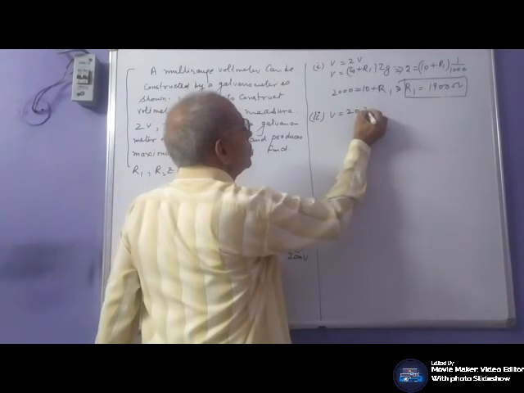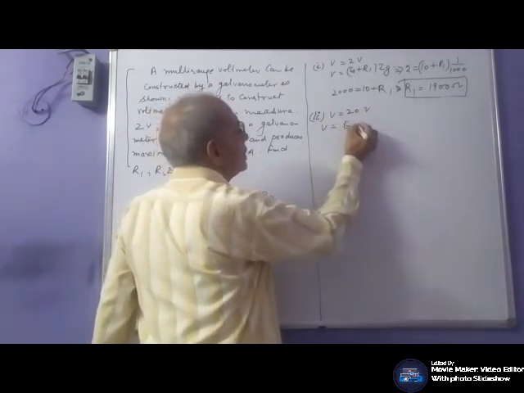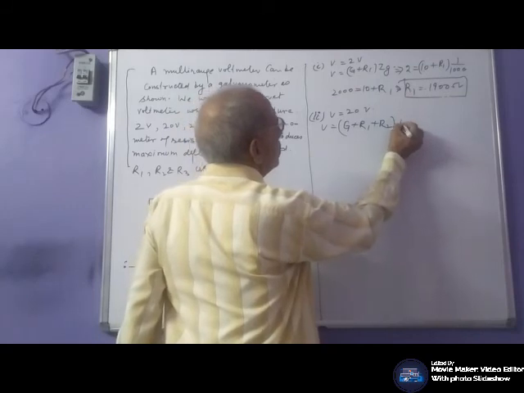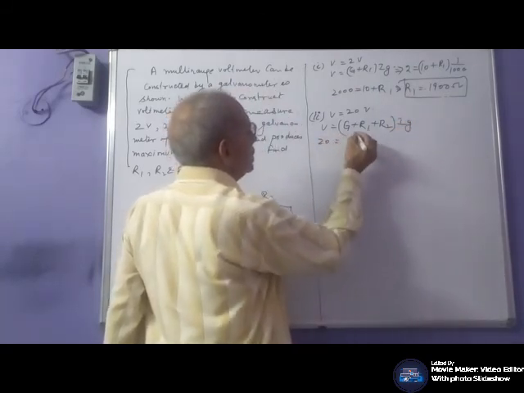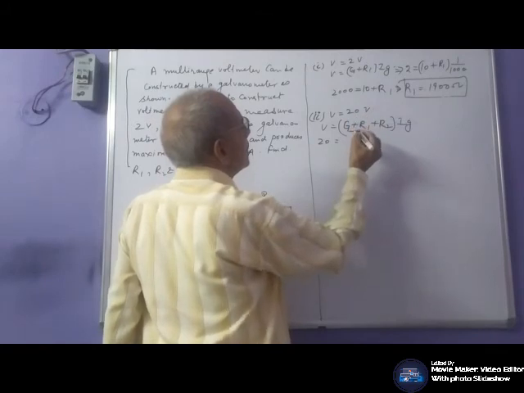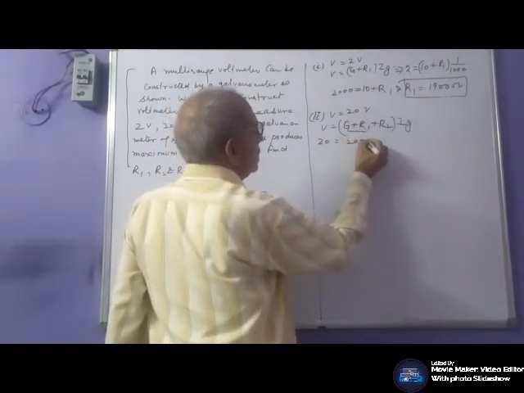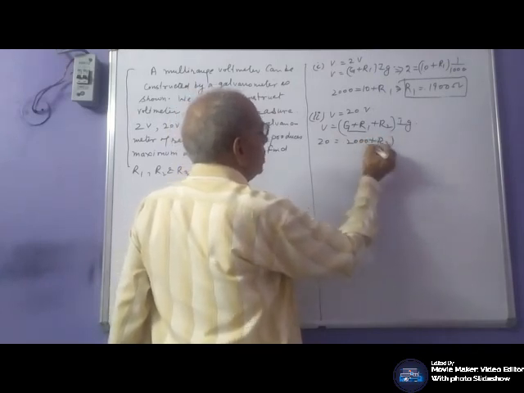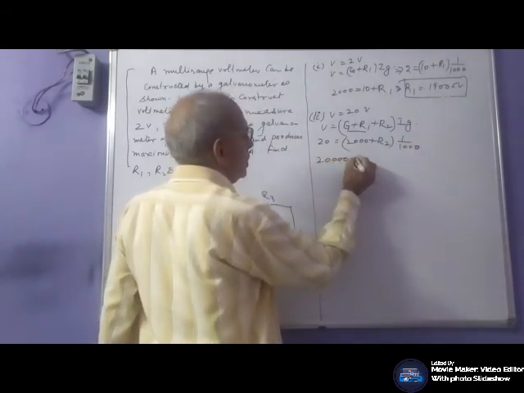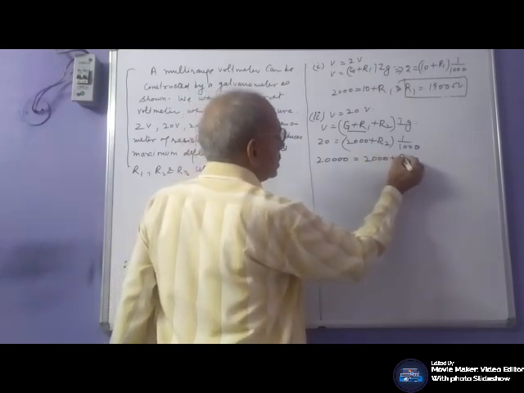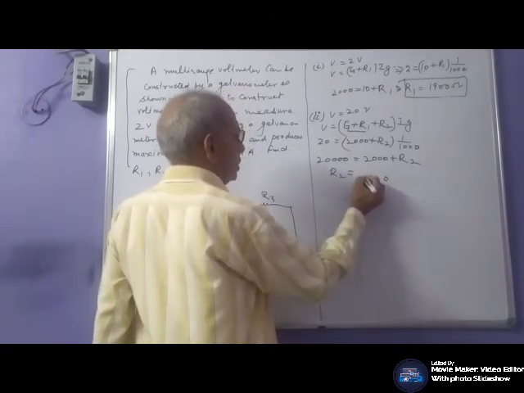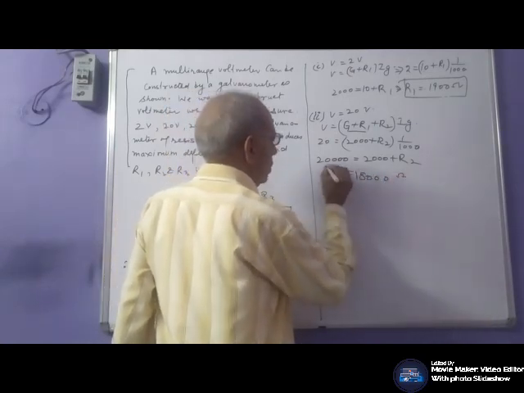V to be calculated is 20 volt. V will be G plus R1 plus R2 into Ig. 20 equals G plus R1, G plus R1 was 2000, plus R2, into Ig, or R2 comes out to be 18000 ohm.